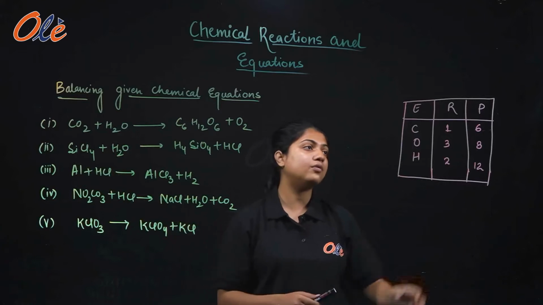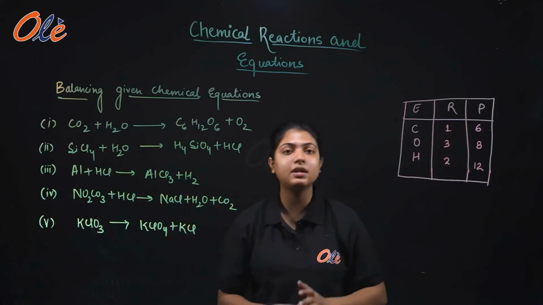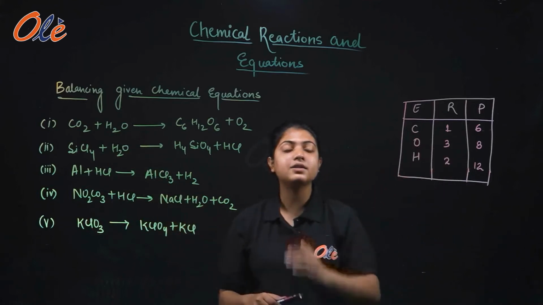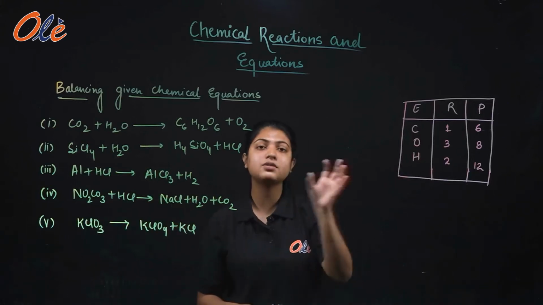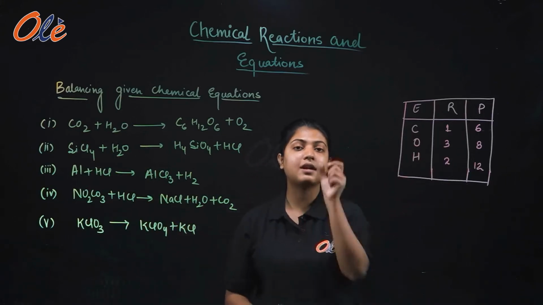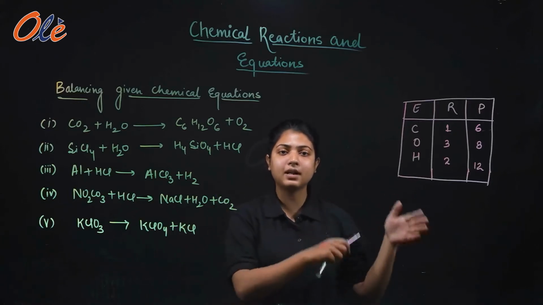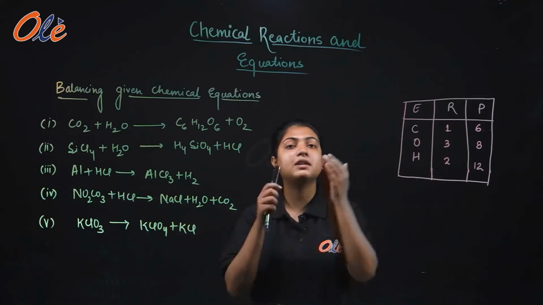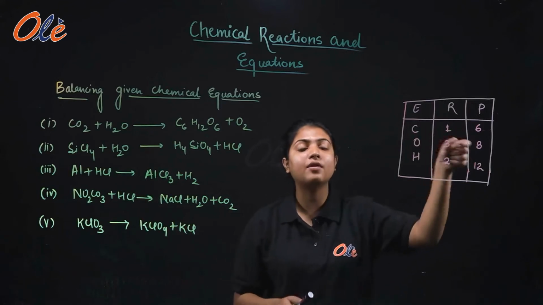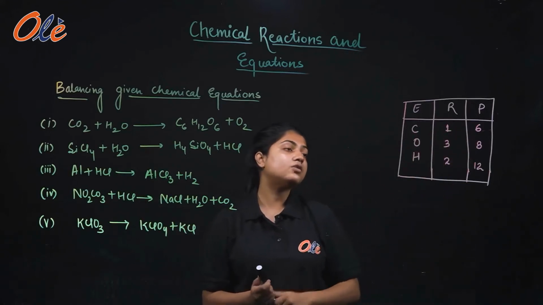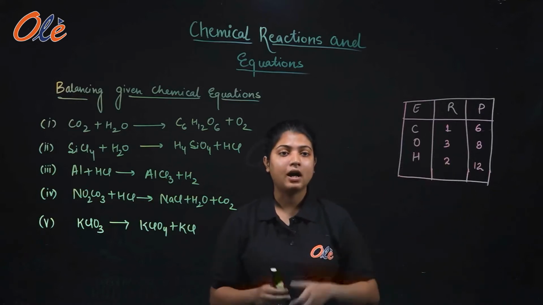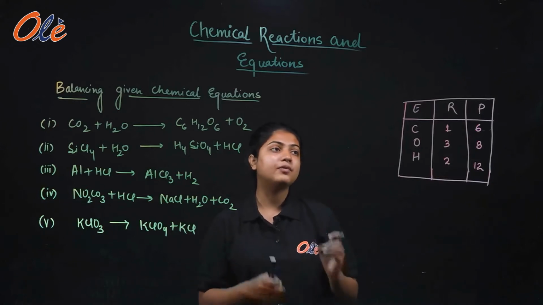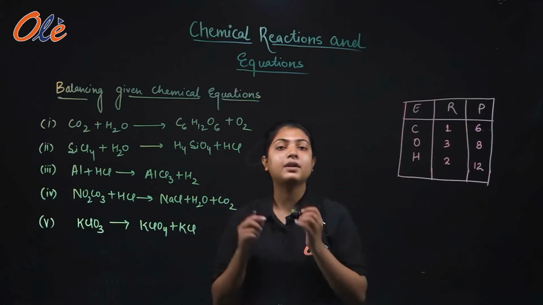Now what we have to do, we can see that the numbers are not equal in the reactant side and in the product side, because the balancing of chemical equations is based on the law of conservation of mass, that says that mass can neither be created nor destroyed in a chemical reaction. That means number of atoms on the reactant side should be equal to the number of atoms on the product side. Okay, so we have to balance the number. How we can balance the number? By making it equal.